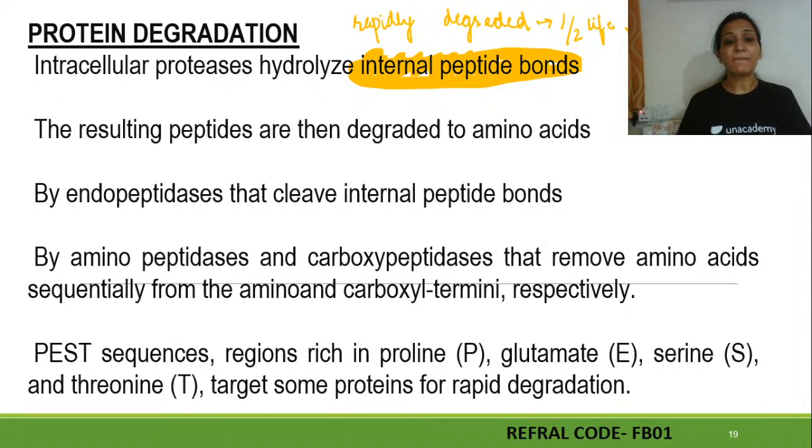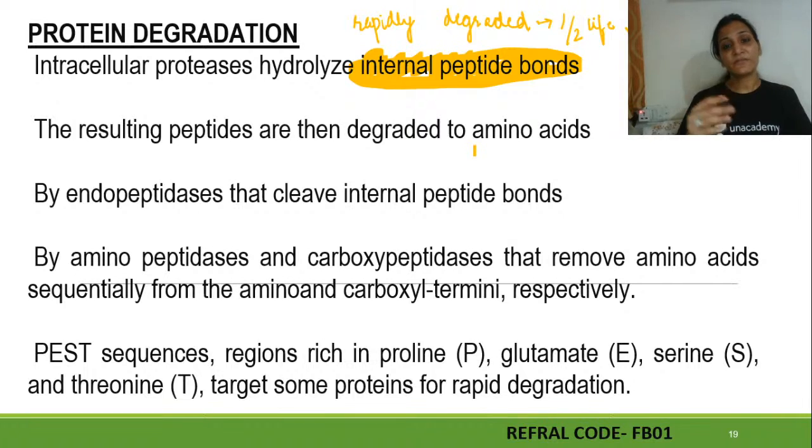The resulting peptides are then degraded into amino acids, and when there is a cut in the internal bonds of the long polypeptide, like if it's a 200 amino acid long polypeptide, there will be a cut at somewhere like 90, 100, 120, like this internal peptide.